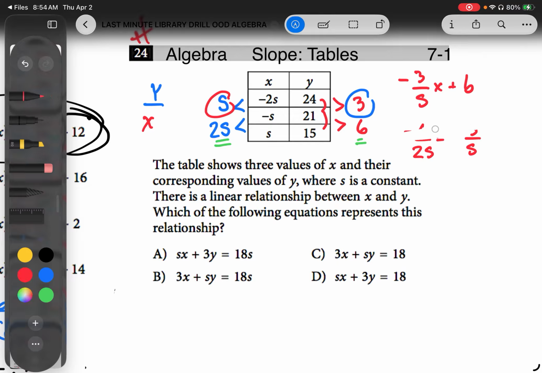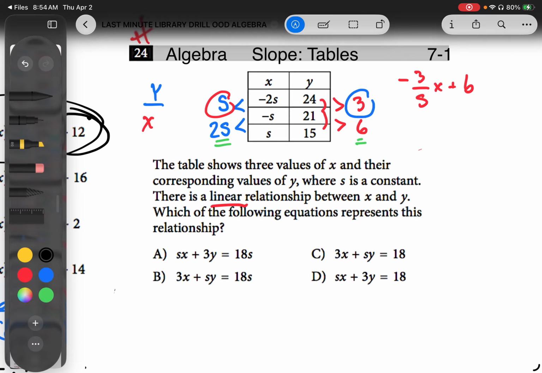At this point, once you've figured out that it is a linear formula, and it just takes seconds, I just took a little time to explain everything, then you can read and they will tell you that you are dealing with a linear relationship between x and y. Yes, it is a linear formula. You can anticipate that when you see an algebra table question like this. Now, they're asking which of the following equations represents that relationship?